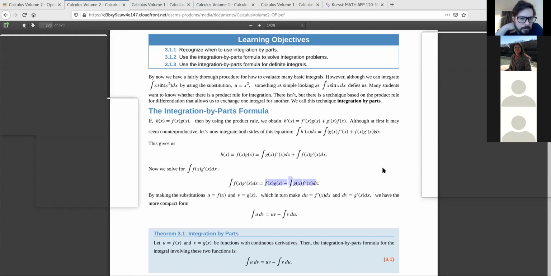But to figure this out or to remember this, it's perhaps best to think about it as: let's find the derivative of the product, and then it's just this plus that. It's easier to remember than remembering the integration by parts formula.